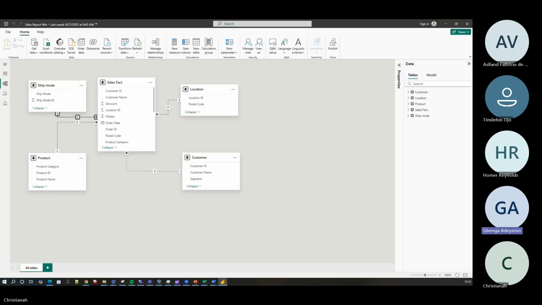Before we go into that, there is the many side of things and the one side of things. If you look at the fact table, the sales table is a transactional table. It means that all the buying and selling is happening on the sales table. So it records all transactions at the lowest granular level, which is day by day.